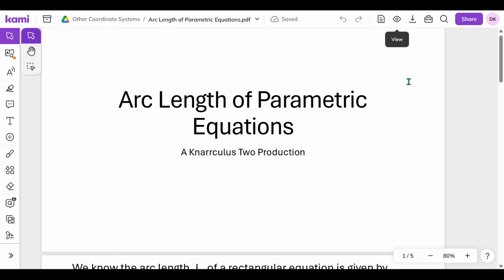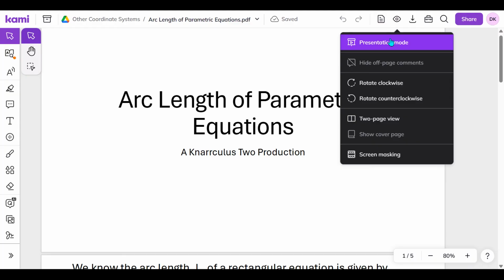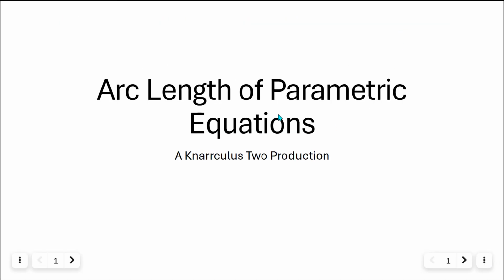Today we're going to be learning about the arc length of parametric equations. Okay, so let's take a look. Let's get started. We've worked with arc length before, finding the arc length of a traditional function. So let's see how it applies to parametric equations.